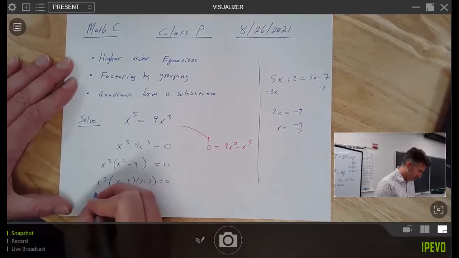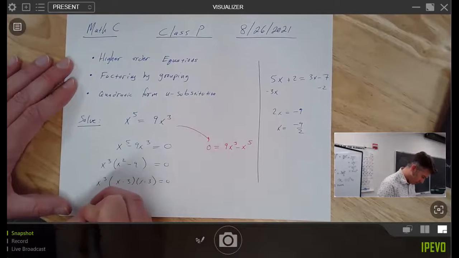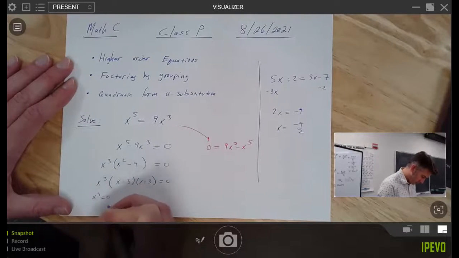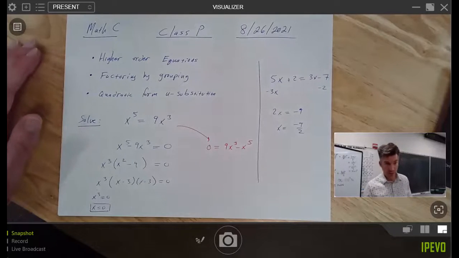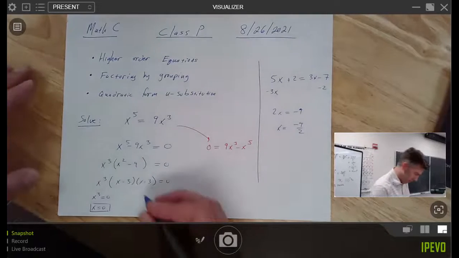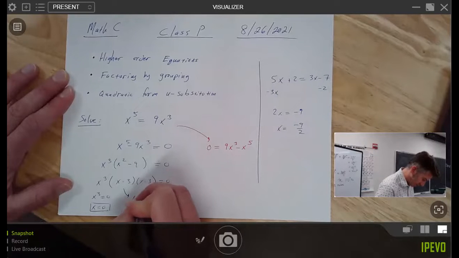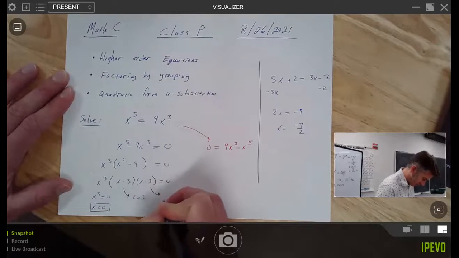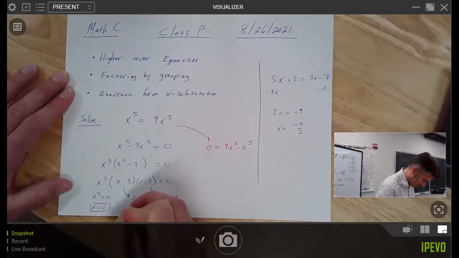And then we get x cubed equal to 0, which leads to just x equal to 0 by taking the cube root of both sides. But really you can see the only number cubed that's equal to 0 is 0. And then this is going to lead us to x equal to 3. This is going to lead us to x equal to -3.